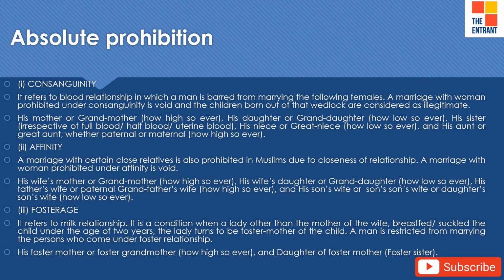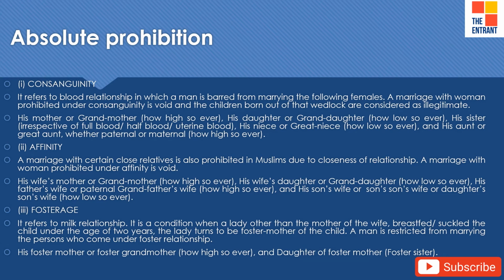The first absolute prohibition is consanguinity. It refers to blood relationship in which a man is barred from marrying the following females. A marriage with a woman prohibited under consanguinity is considered to be void, and the children born out of that wedlock are considered illegitimate.